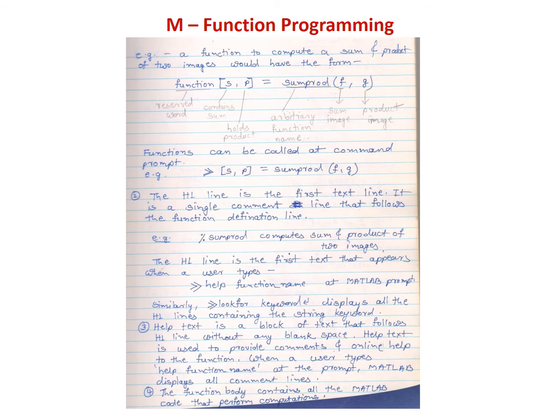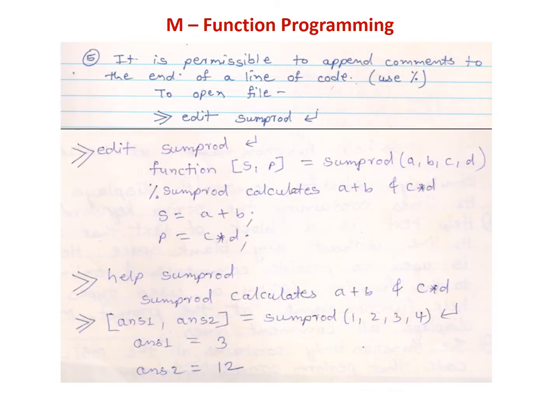Help text is a block of text that follows H1 line without any blank space. Help text is used to provide comments and online help to the function. When a user types help functionname at the prompt, MATLAB displays all comment lines. And the function body contains all the MATLAB code that performs computations. It is permissible to append comments to the end of the line of code.